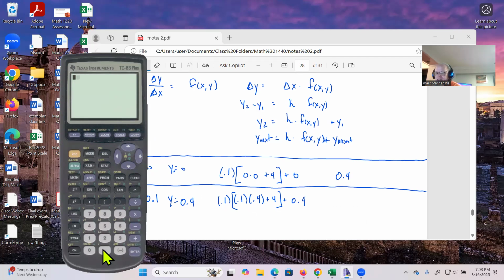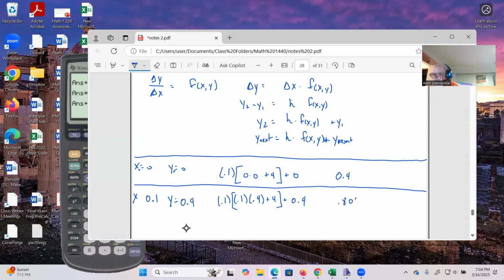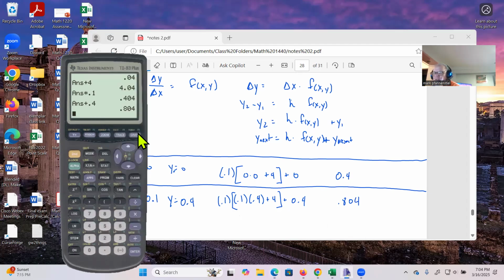So we're just going to say, okay, we've got 0.1 times 0.4. So we're going to get 0.04, equals, plus our 4. So plus 4. All right. And then we're going to say times 0.1. So we're going to get 0.404. All right. And now the last thing we have to do is add our previous values. So we're going to say plus 0.4 and get our next y here. Our next y is going to be 0.804.